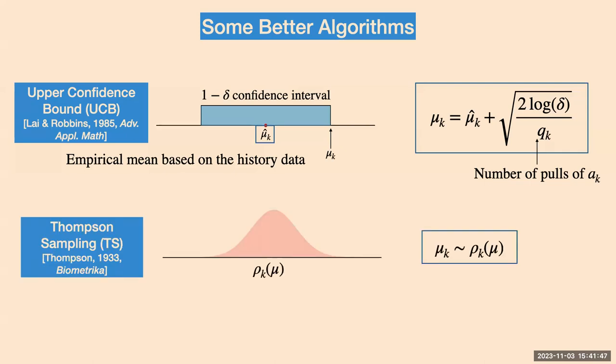Another frequently used method is called Thompson sampling. So what they do is, from the history data, they generate a posterior measure for the expectation. And then what you do next is sample from the posterior measure. In that way, you have the exploitation because this posterior measure is generated from history data. And you also have some exploration because it's a probability measure, okay? So this is also a good way to balance exploitation and exploration.